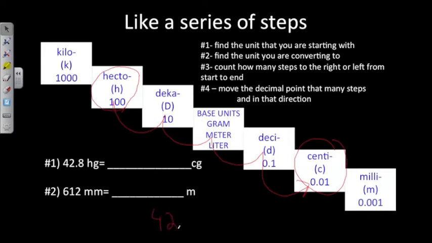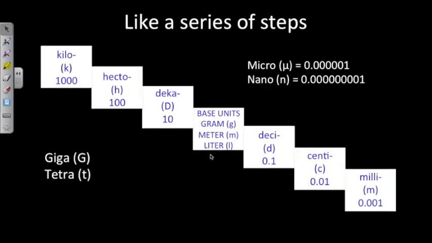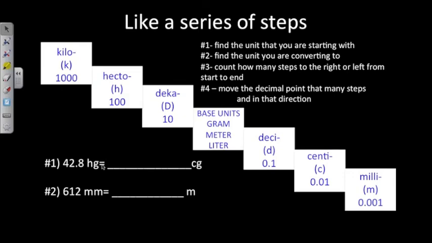So my number, 42.8, I take that decimal point and move it 4 steps to the right, just like I did on the ladder. 1, 2, 3, 4. And that puts my new decimal place here. I fill in all those empty spaces with zeros, and now my answer is 428,000. Let's try this next one.